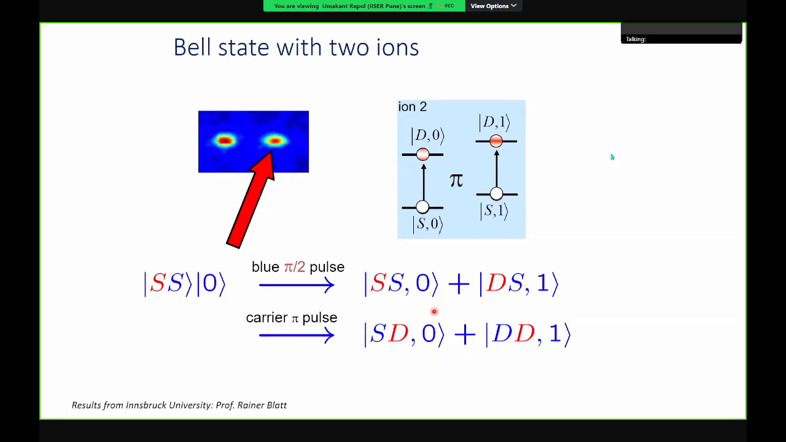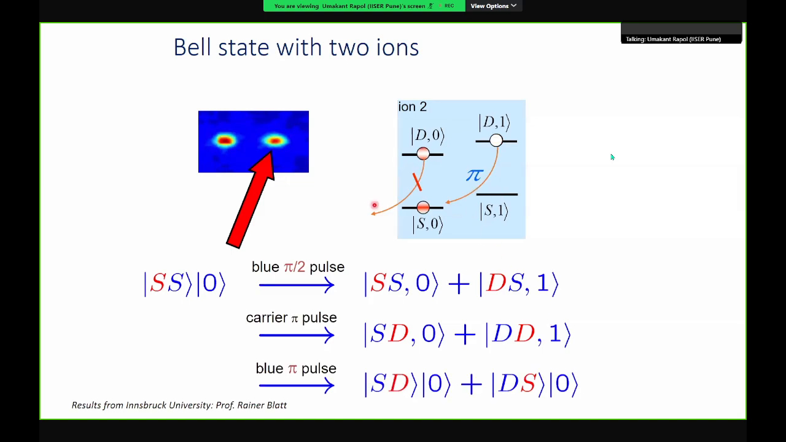Then the third pulse should be to take away the motional mode. The way you do that is you remain on ion number 2, and then you apply a blue pi pulse. So this state will come to here. This D changes to S, whereas this D, when it is in the motional ground state, has nowhere to go because there is no state below that. So you generate this state. So you have SD plus DS, and you are back to the lowest motional mode. So you factored out the motional mode by applying this pi by 2 pulse.